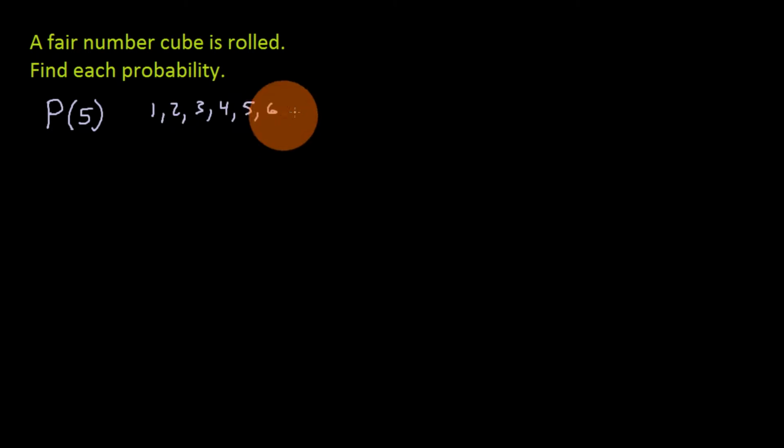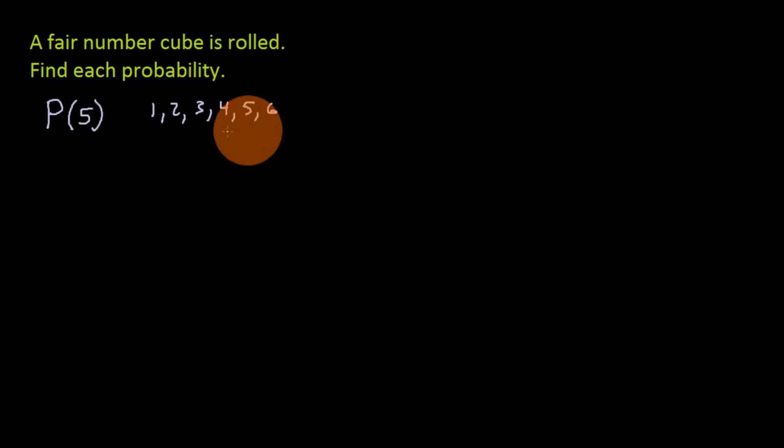Now this might look a little bit weird, so the first thing I want to do, since I know I'm dealing with a number cube, each time I'm just going to write out the values on a number cube. And those values, well, they are 1, 2, 3, 4, 5, and 6. So I've got 6 numbers on my number cube. And we just want to know the probability of rolling a 5.